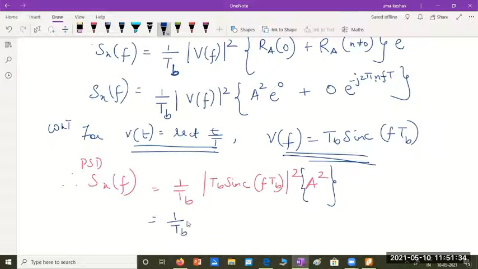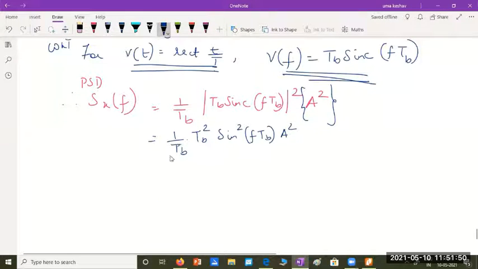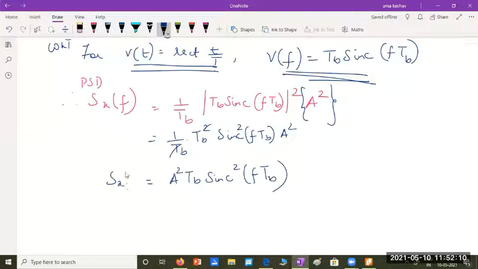What would you get? 1 by Tb into this Tb square sinc square ftb into a square. I can cancel 1 Tb here. So what do I have left? I'll take this a square in the front. It's an amplitude. A square into a single Tb. Sorry, this should be sinc square ftb. This is your power spectral density function.